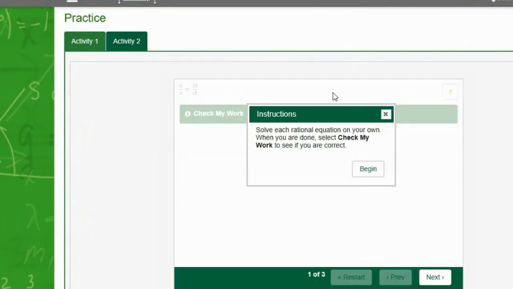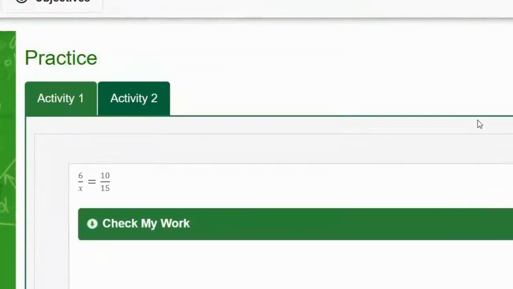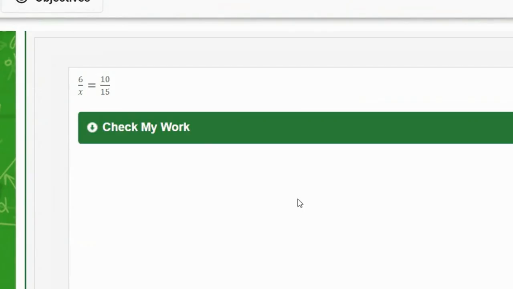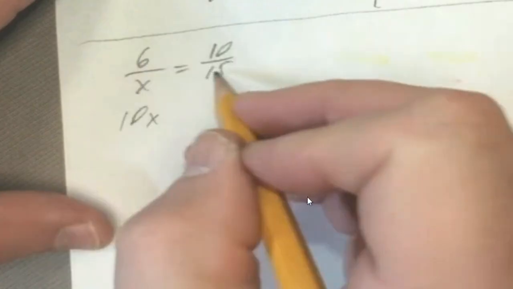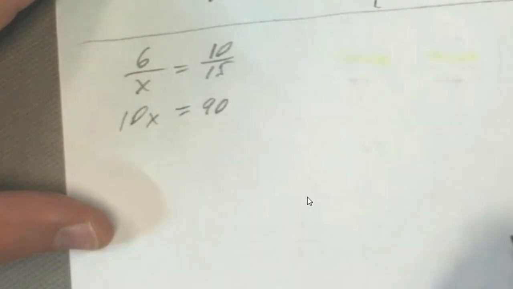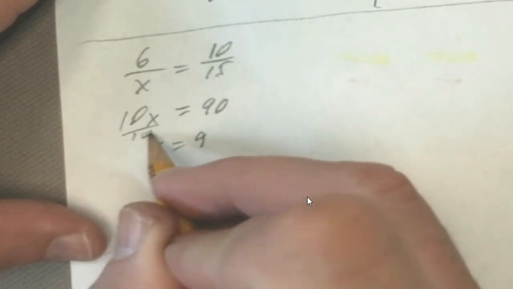Okay, let's look at the practice problems they provide. Solve each rational equation on your own. When you're done, check my work. 6 over x equals 10 over 15. Those are really small. Let's make that bigger. 6 over x equals 10 over 15. I just cross multiplied. 10 times x, 6 times 15. 10x equals 90. So x equals 9, right? Divide both sides by 10.